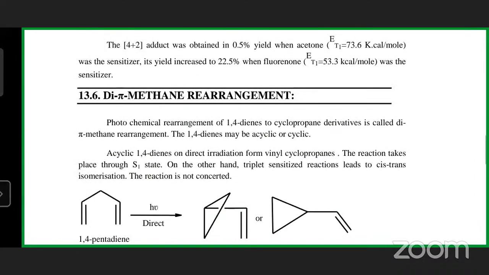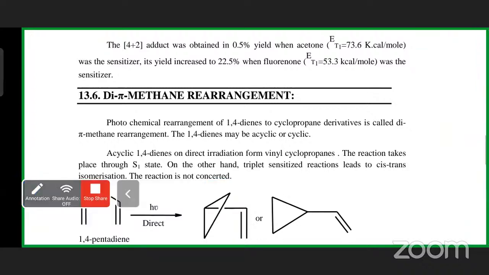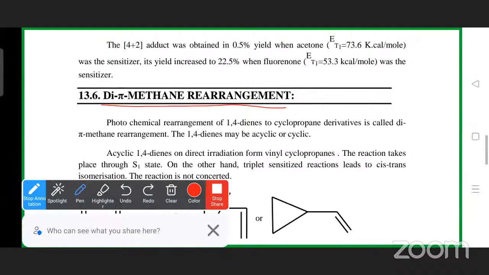Next, one more important olefin rearrangement reaction is the di-pi-methane rearrangement reaction, in the involvement of dienes. This is also called the Zimmermann rearrangement reaction. Zimmermann.